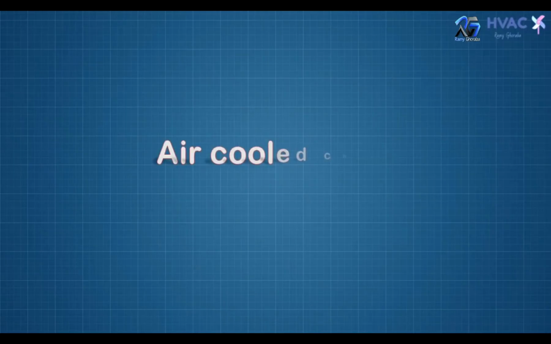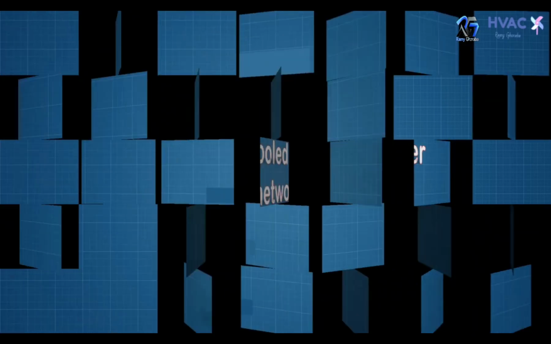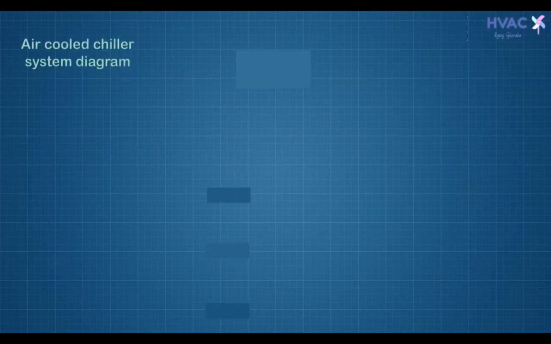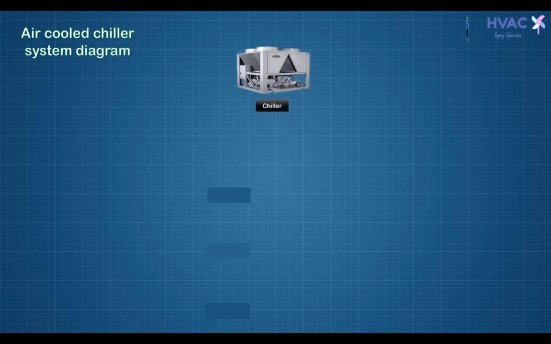Let's start with the air-cooled chiller network. Air-cooled chiller system diagram. How does this system work? First, we have a chiller which is air-cooled. We have a chilled water pipe from the chiller to a chilled water pump.